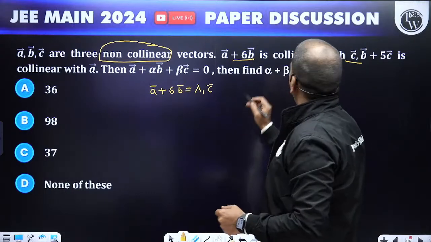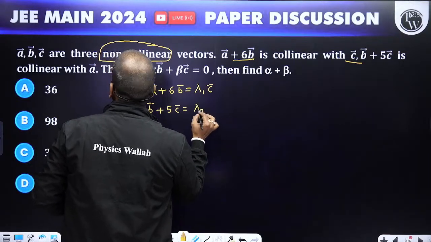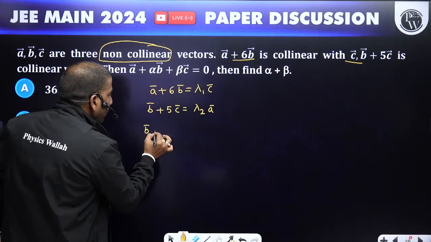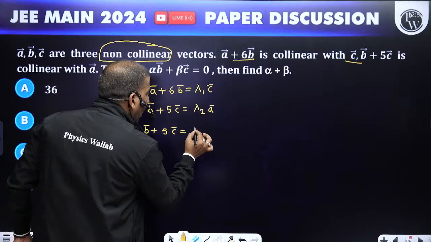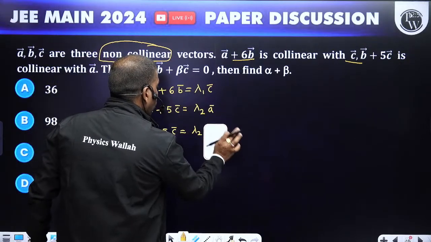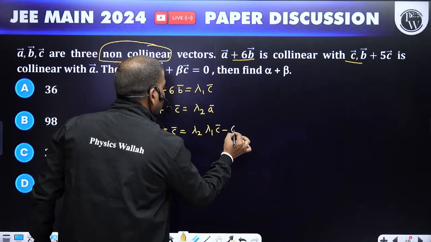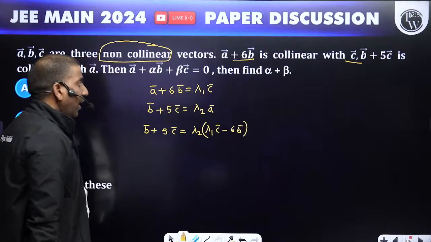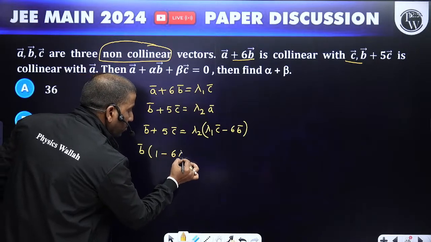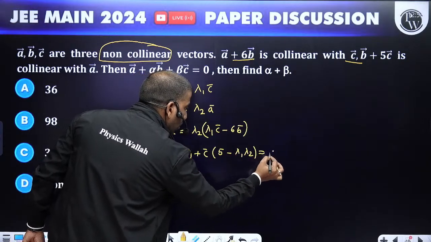The same way, the next one, B bar plus 5C bar is equal to lambda 2 times A bar. What I do here, I write B bar plus 5C bar is equal to lambda 2 times A bar, which means we will apply A bar. So A bar means lambda 1 C bar minus 6B bar. That's what we will do, elimination of A bar. Now I will take B bar common. This is 1 minus 6 times lambda 2. Now C bar common, 5 minus lambda 1 lambda 2, which is equal to 0 bar.